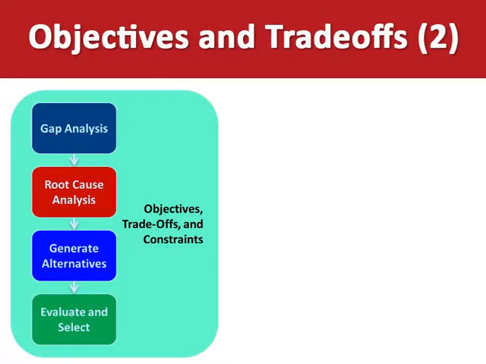I said previously that the objectives, trade-offs, and constraints step is less a discrete stage in the decision process and more a continuous process of refinement. And this is because after we've completed gap analysis and root cause analysis, we have a much better understanding of the specifics of our decision problem.